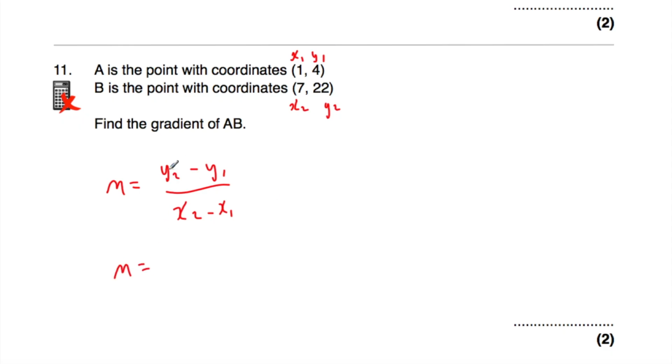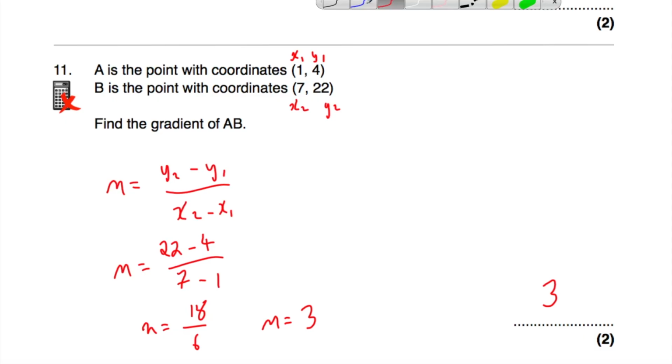So m, the gradient, is equal to y2, which is 22, minus y1, which is 4, divided by x2, which is 7, minus x1, which is 1. So we've substituted in the values of x1, y1, and x2, y2 into the formula. And that will just tell us the rise divided by the run. So m is equal to 22 taken away 4 is 18, divided by, and then 7 minus 1 is equal to 6. So we've got 18 divided by 6, so m, the gradient, would be equal to 3. So the gradient of AB is equal to 3. So that's one approach, is to just use the formula, and I think that's totally fine.